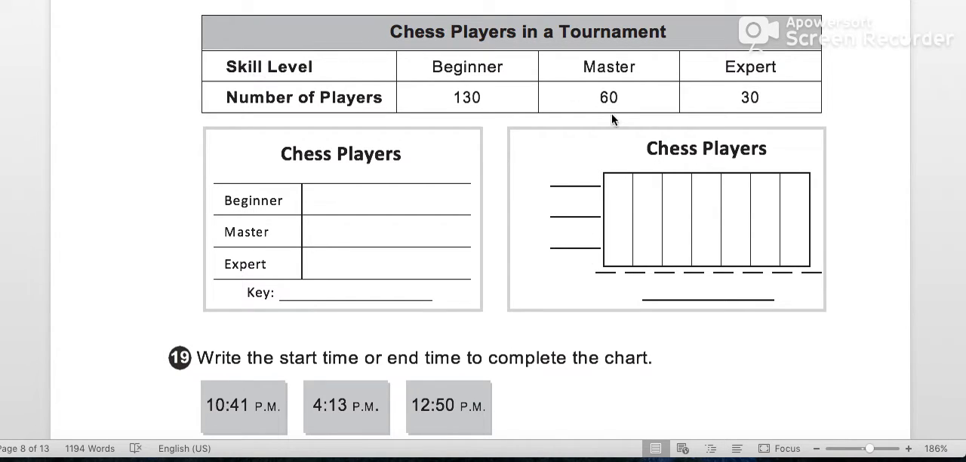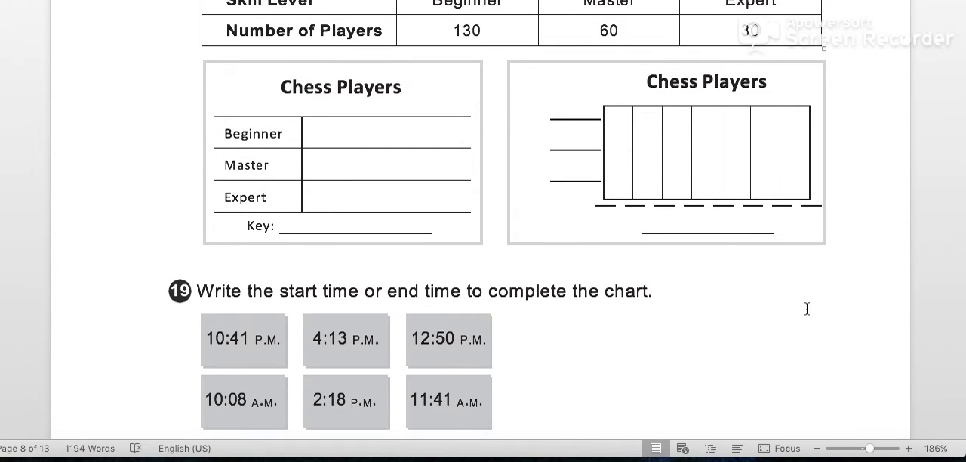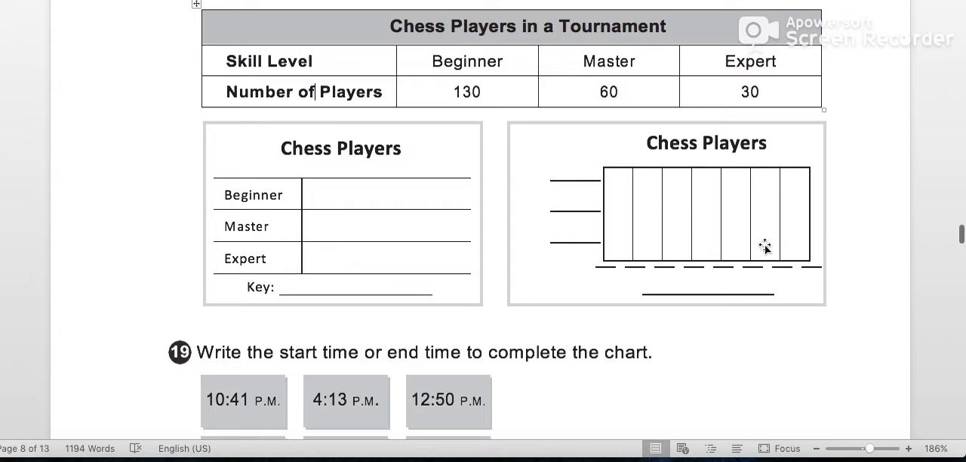But take a look at the bottom one. This has a lot more spaces to fill in things. So think about, we have 3 skill levels and we have a lot of players. So figure out where you're going to put those, and then you are going to fill it in as a bar graph, which means you are making bars that show the data.